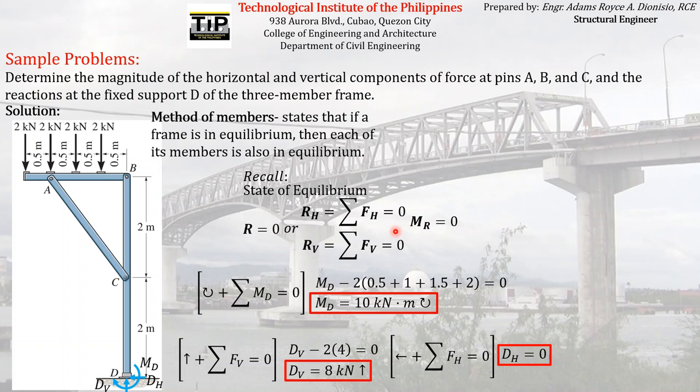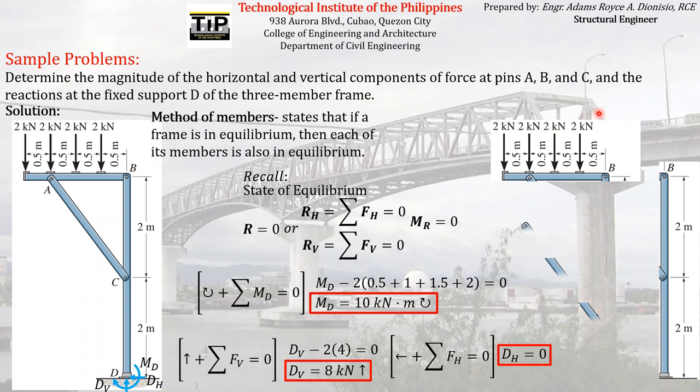I-separate lang natin tong mga members na to from being connected. Kunyari, ito, separate natin to. Ito siya, mag-isa lang siya dyan. Ito, separate natin. Ito lang siya, mag-isa lang siya. Ito, i-separate din natin from being connected to the two members. So, yan yung mangyayari if we will separate each of the members from being connected.